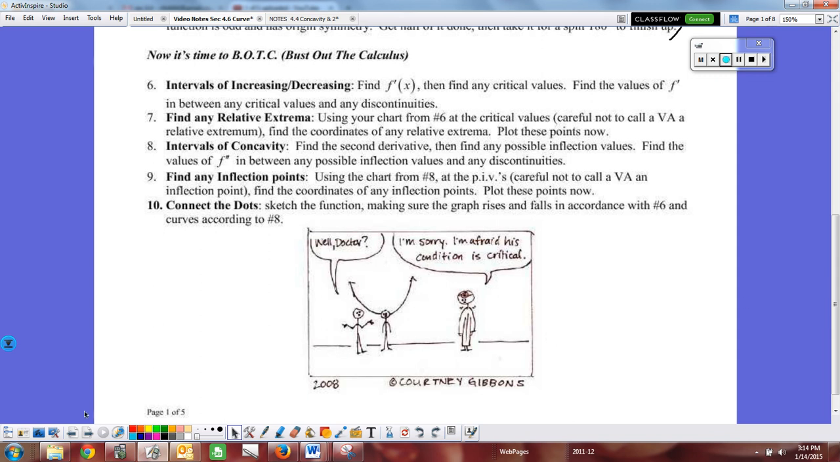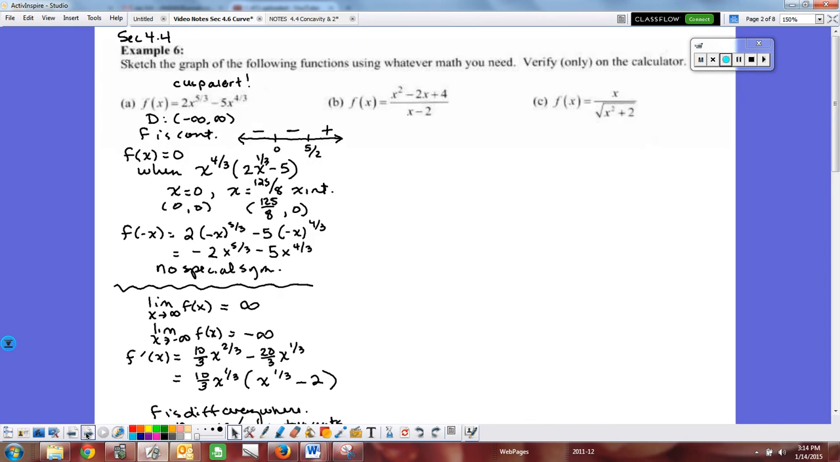And so the idea was, for example, we're going to look at the very first part A in example 6 from the section 4.4 notes. Some things that you should have done as you were working along with it: you want to make a note that your domain is negative infinity to infinity. The function was continuous, although it does have a cusp alert because of the cube root. So that's going to tell us it may not be differentiable, but it's definitely continuous.